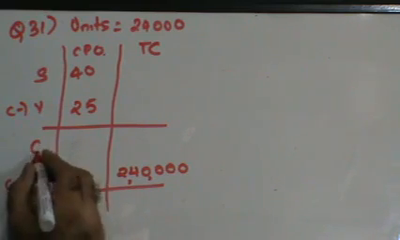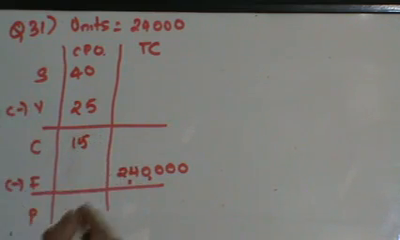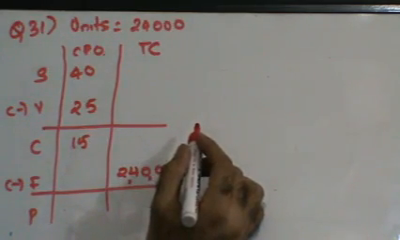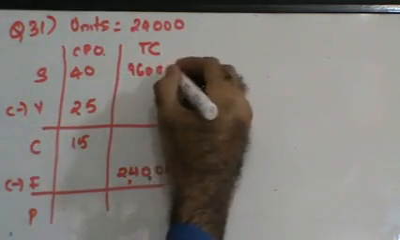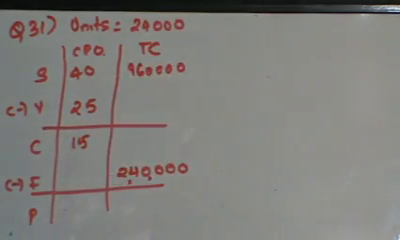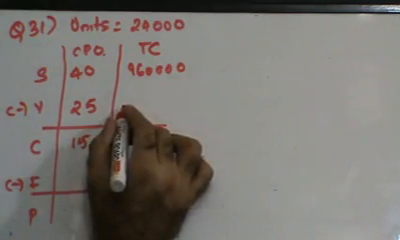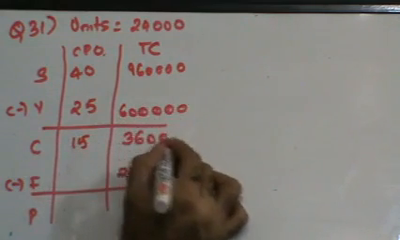Right? If this is 25, that means this is going to be 15. I can also find out the sales. Someone please find out the sales and tell me 24,000 into 40. 9,60,000. Then 24,000 into 25. Someone please help me get that. 6 lakhs. So that means this is going to be 3,60,000.